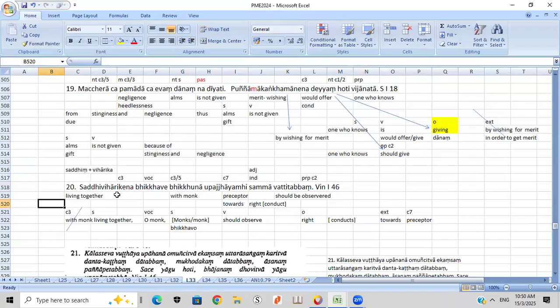Sati Vihari Kena. So that means you can see Ena, throw away the Ena, you put back the here. So Vihari plus ika, Vihara plus ika. Okay. So here Bhikkhave, Bhikkhuna, put Upajjhayam here, Samma Pati Tapang. So this is Vinaya.